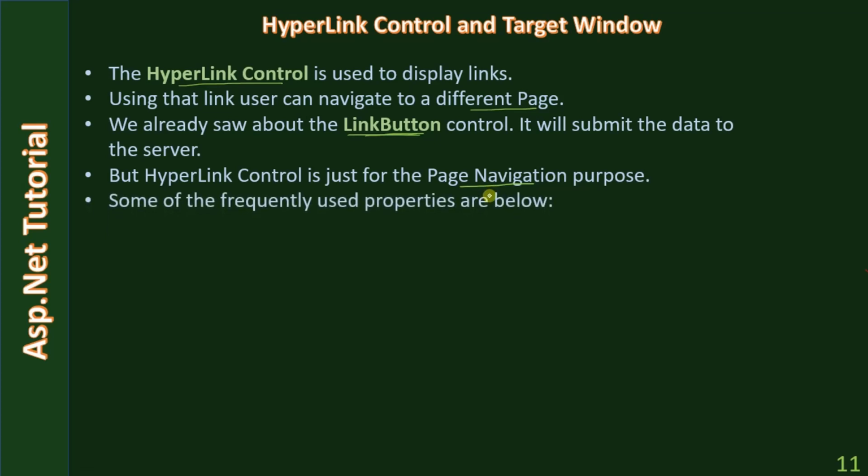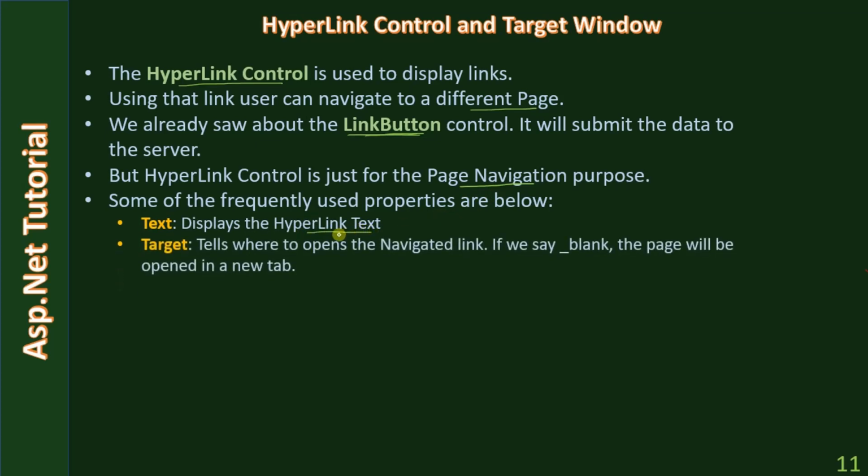Some of the frequently used properties are text. So using this property, you can display the hyperlink text. Target tells where to open the navigated link. If we say underscore blank, the page will be opened in a new tab.